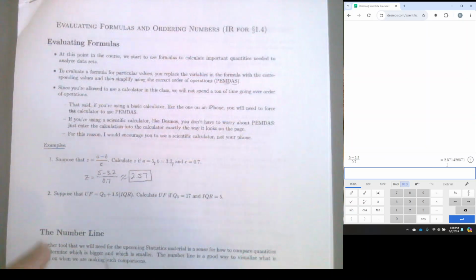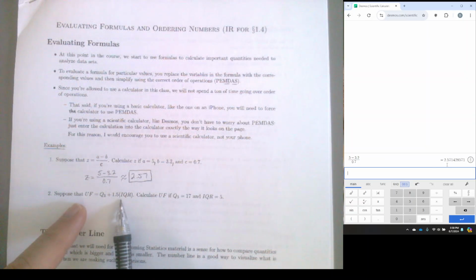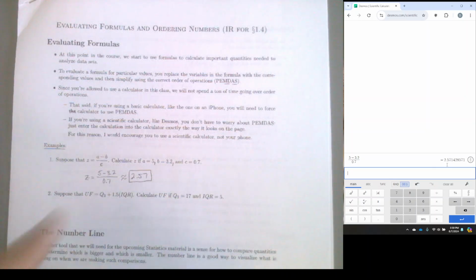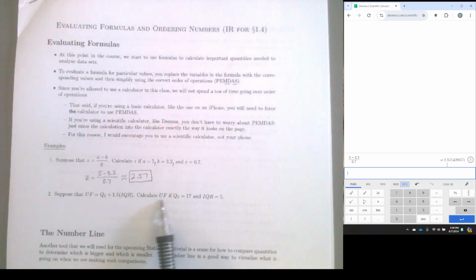Okay, number 2 says, suppose that UF equals Q3 plus 1.5 times IQR. Calculate UF if Q3 equals 17 and IQR equals 5. Something that might trip you up here is that you might think that U and F are 2 different variables, but apparently they just stand for one quantity. And you might be confused and think Q3 means something like Q cubed, like we need to put a number in for Q and then raise it to the 3rd power or something. But that's also not the case. Q3 we're told is just the number 17, so we're going to replace the entire symbol Q3 with a 17.